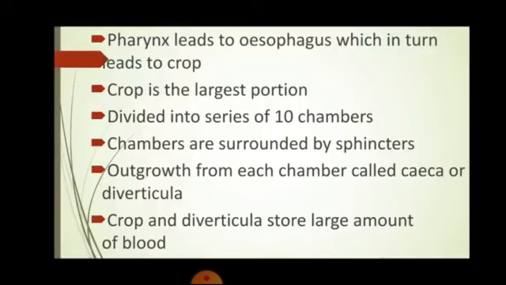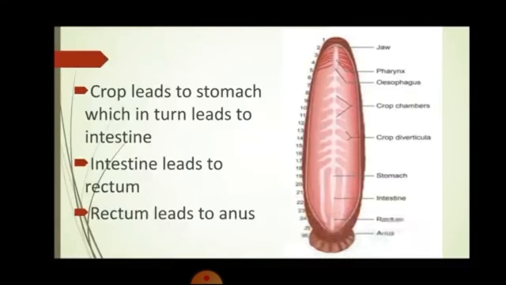The last chamber of the crop opens into the stomach. The stomach leads into the intestine, which is a small straight tube that opens into the rectum. The rectum opens to the exterior by the anus.